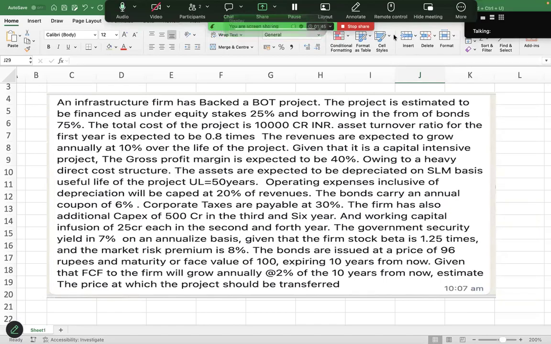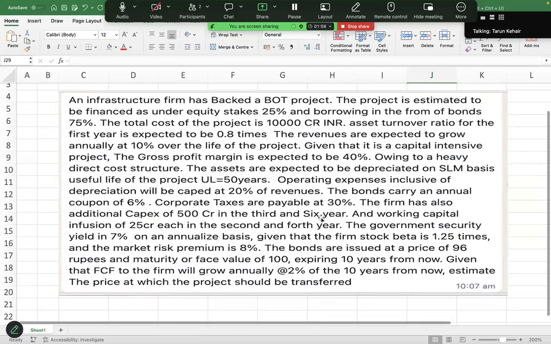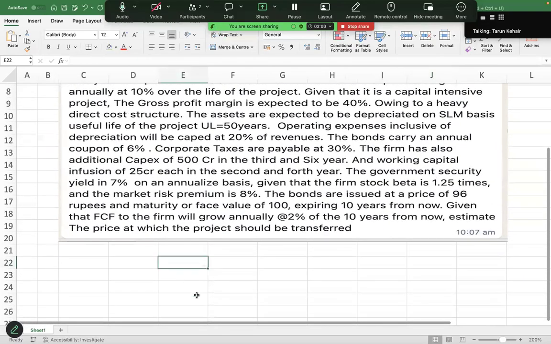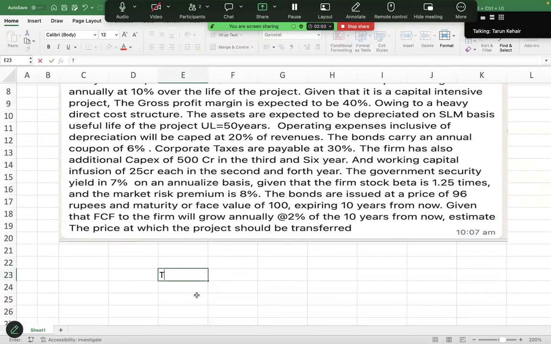Okay, so we are discussing a BOT project. BOT stands for Build, Operate, Transfer. तो अगर आप इस प्रॉब्लम के की पार्ट्स देखोगे, so what is given that the cost of the project is 10,000 CR.